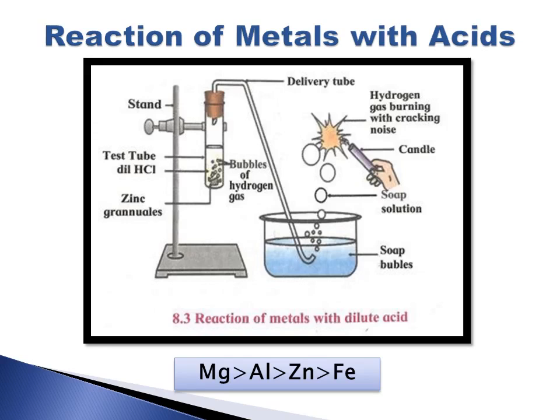When samples of aluminium, magnesium, iron or zinc are treated with dilute sulfuric or hydrochloric acid, sulfate or chloride salts of metals are formed. Hydrogen gas is liberated in this reaction, and the reactivity of these metals can be indicated by the following sequence. That is, magnesium is more reactive than aluminium, and aluminium is more reactive than zinc, and zinc is more reactive than iron.